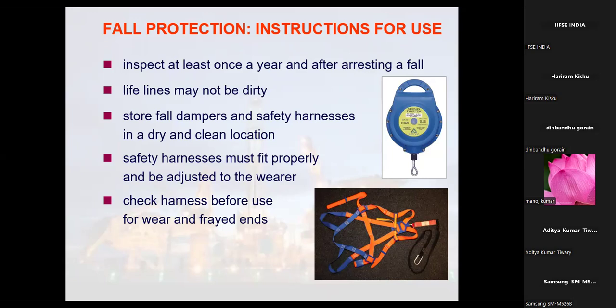Minimum 16, as I told. Now this nylon rope is of two types: one is static and the other is dynamic. So when you are selecting the lifelines with nylon, check what the property of that is. Then store fall arresters and safety harness in a dry and clean location.